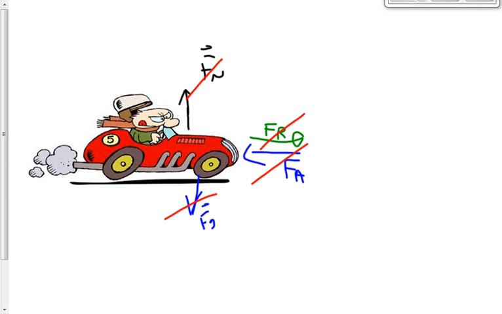Because when it hits something, there's going to be an equal and opposite reaction force, which is going to balance with the action force, which means the forces are always going to balance out. But we know that things stop. We know that when you hit something, you stop. So what's wrong with this?